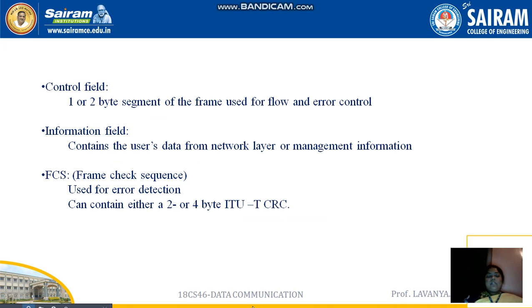So next is FCS, the frame check sequence. The frame check sequence is used for error detection, and it contains 2 or more bytes of information. It can also contain the cyclic redundancy code, which is an error detection method.